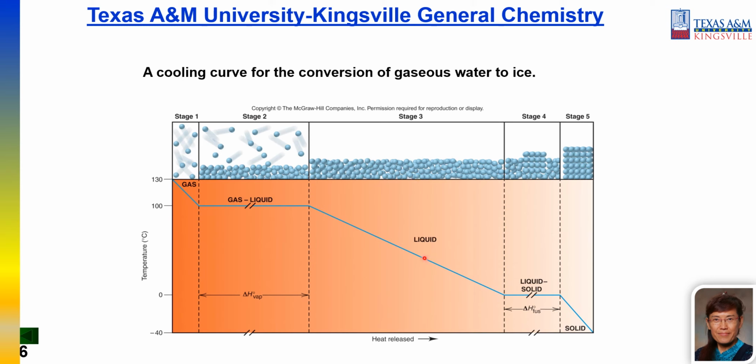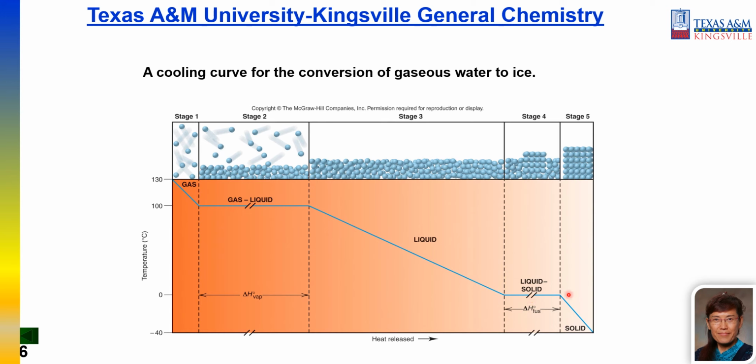Your heat is going to be released from your liquid water at high temperature to the liquid water at low temperature. At 0 Celsius, what's going to happen? Your temperature maintains the same. At 0 Celsius, you are going to see the phase change from the liquid to solid. So in this case, you call it fusion. So this delta H represents the enthalpy change during the fusion.